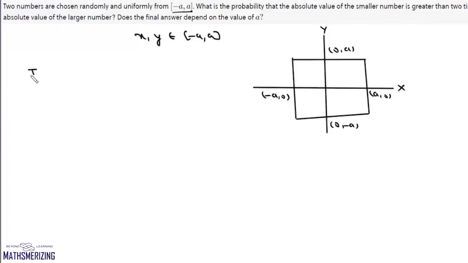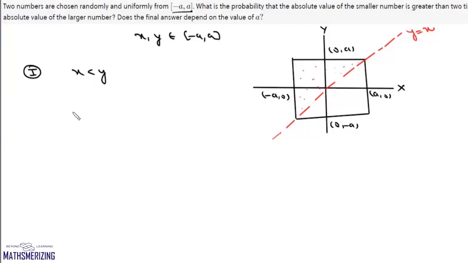So we'll have two separate cases. Case 1, when x is the smaller number, that is when x is less than y. Now first we'll mark this region. So we'll have this line, y equals x line. Now when x is less than y, we are talking about all the points which lie above this line.